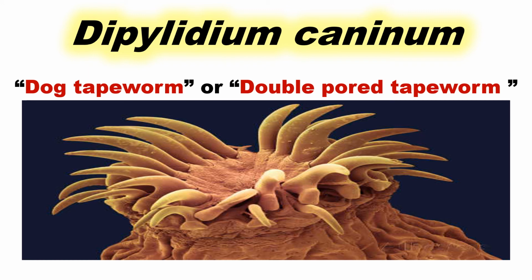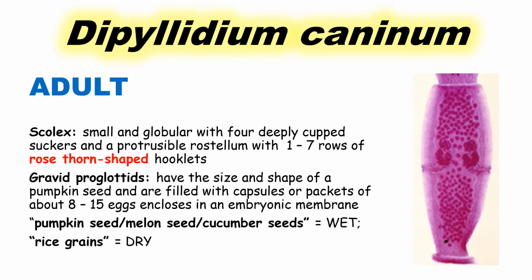And take note, its scolex contains 4 oval suckers and is armed with a rostellum and 1 to 7 rows of hooklets. Okay? It is in the picture. So, again, for the scolex, 1 to 7 rows of rose thorn-shaped hooklets. Rose thorn, like what you see on the stem of a rose. That is how the hooklets of Dipylidium caninum resemble.